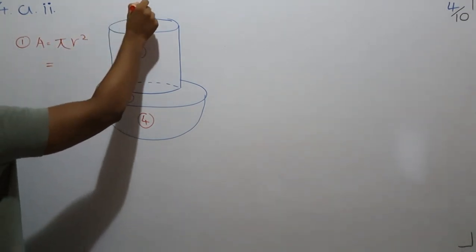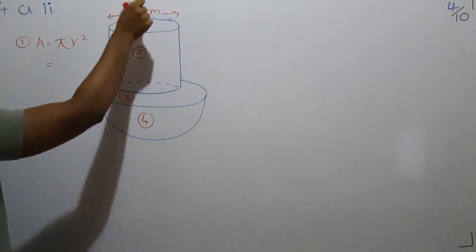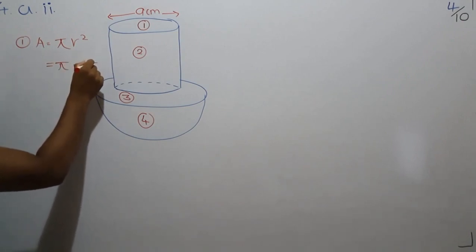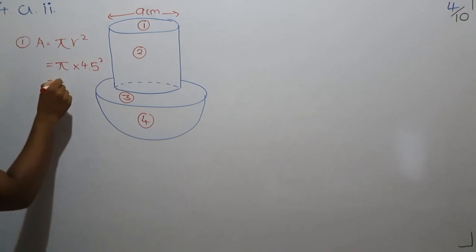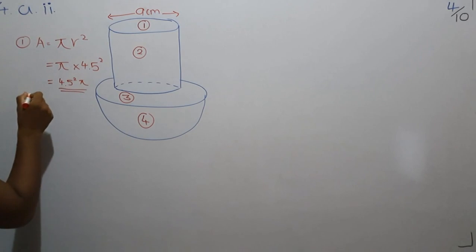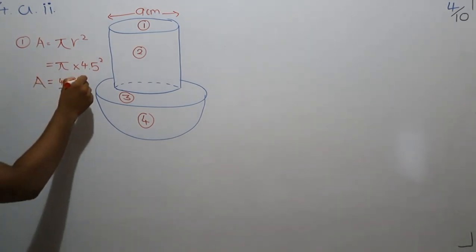The whole diameter is 9 centimeters, so the radius is 4.5. Pi into 4.5 square. Leave your answer in this form, 4.5 square pi. Leave it like this for the moment. So finally we can have an accurate answer.